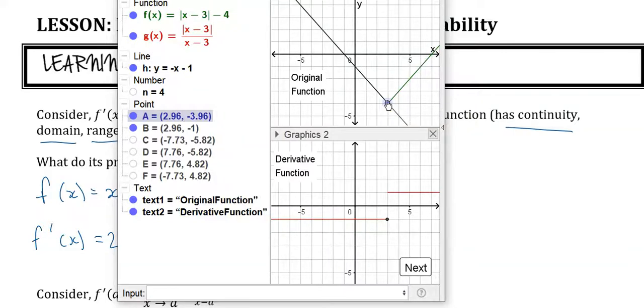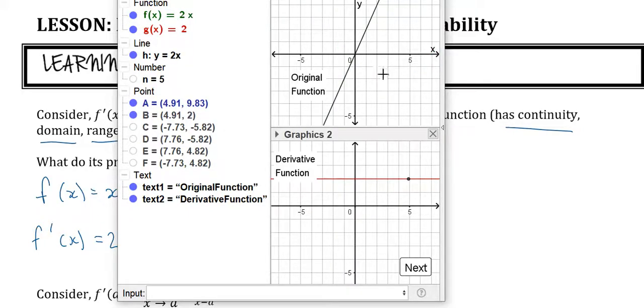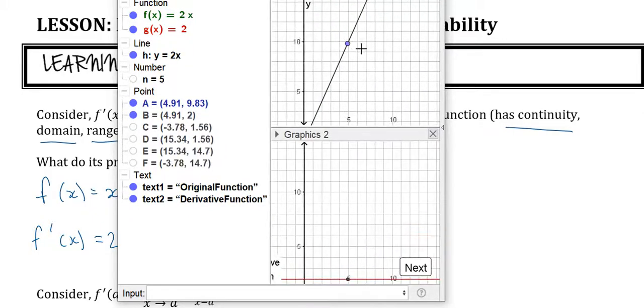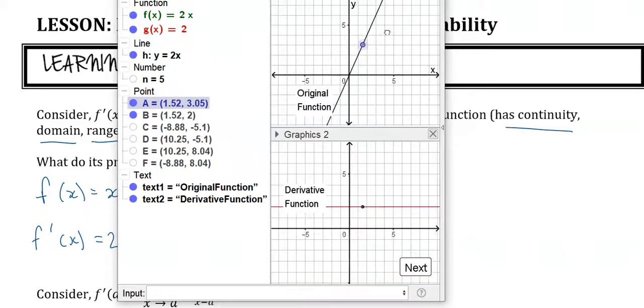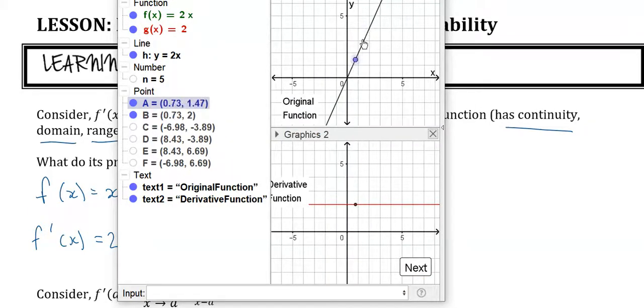This one's just a straight line. Whoa, where'd that point go? This one's a straight line. So anywhere on this line, the slope is the same. Look at this. The equation of this line is 2x. So the slope is always 2. We know that from grade 9. So the derivative function is just y equals 2. It's a horizontal line. It's always 2.